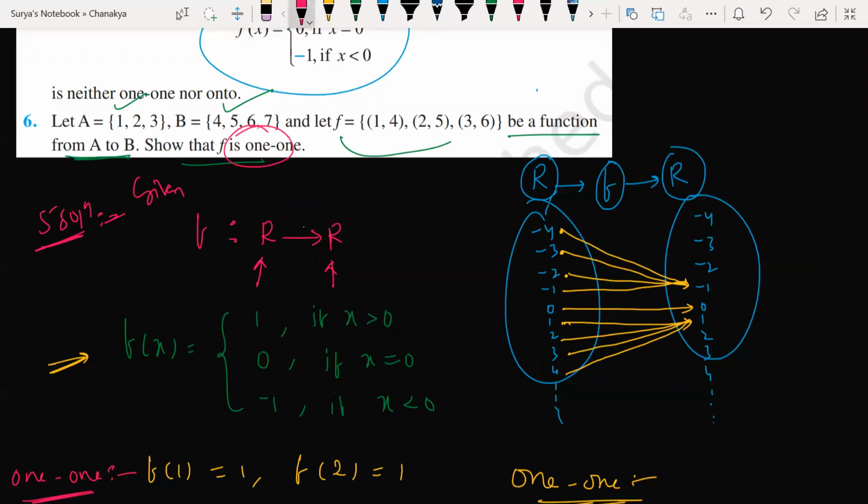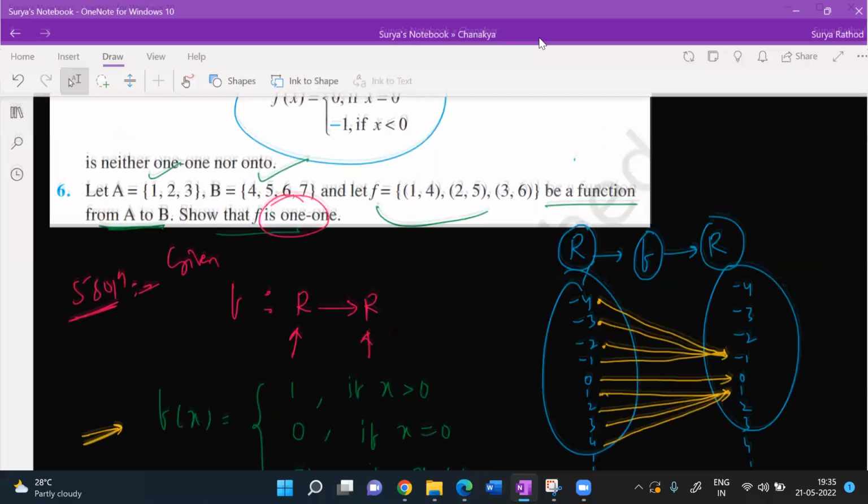Tell me, guys, how can we show that it is a one-one function? I'm giving you just 30 seconds, not more than that. Please tell me the answer within 30 seconds. There is nothing to tell except the procedure. He has already given that it is a one-one function. Understand the question and tell me the procedure. Quick. Come on.